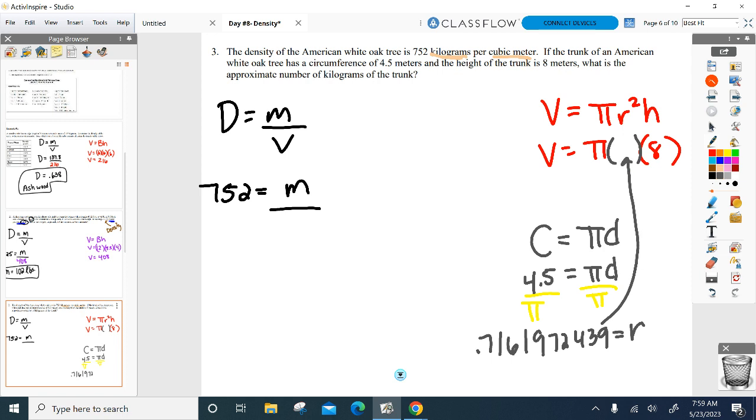So that's going to go up here. Find the volume now. Pi times that times 8, and I'm going to write down it's 12 point. And notice I'm not rounding anything. I'm writing out all the numbers on the calculator. And then we plug it in and cross multiply.